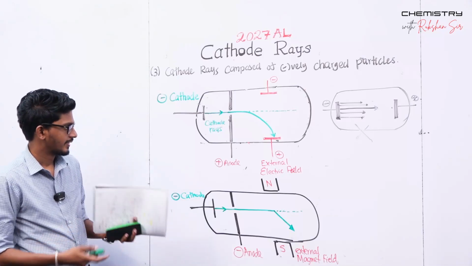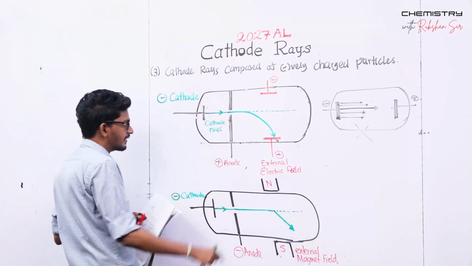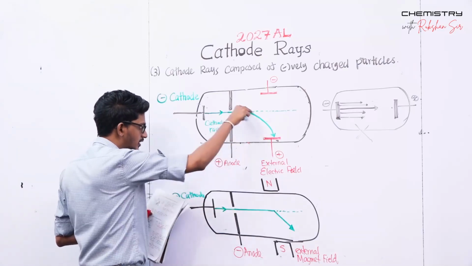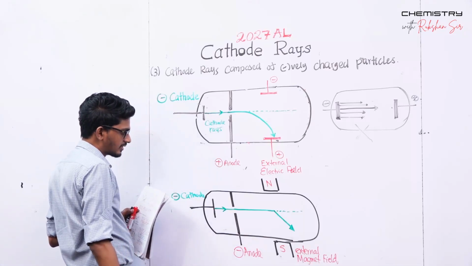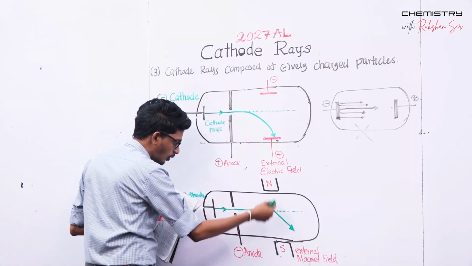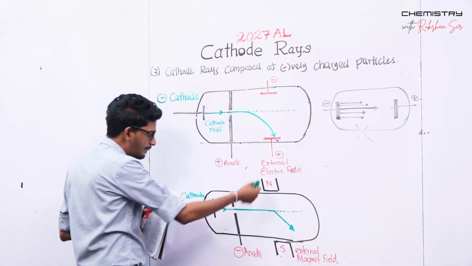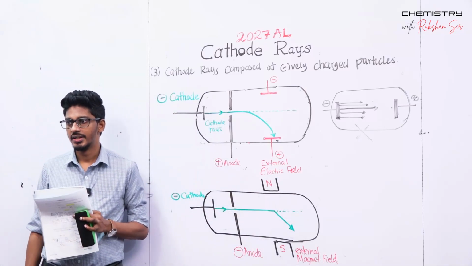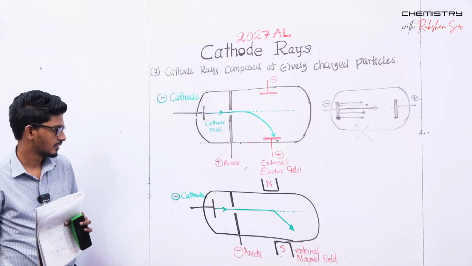So keep it in mind, in an external electric field, the cathode rays deviate towards the positive terminal. But in an external magnetic field, it will deviate not towards any of the poles of the magnetic field, but perpendicular to the field. Let's try to grab that idea more precisely.